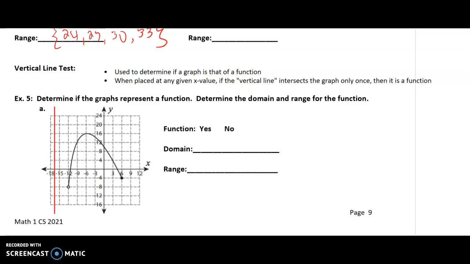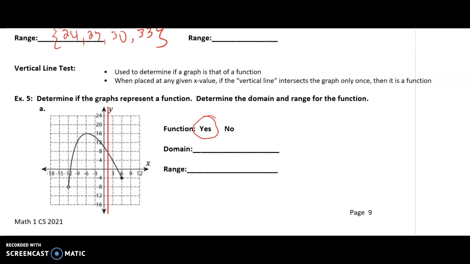All right, so to determine if the graph that we're looking at is that of a function, all you need to do is take a vertical line to your graph. So here I have this red vertical line, so I'm going to go ahead and move it. And you're going to see that wherever I place this vertical line, whether it be here or here, anywhere on this graph, it only intersects the graph once. And because of that, we know that this graph is that of a function.